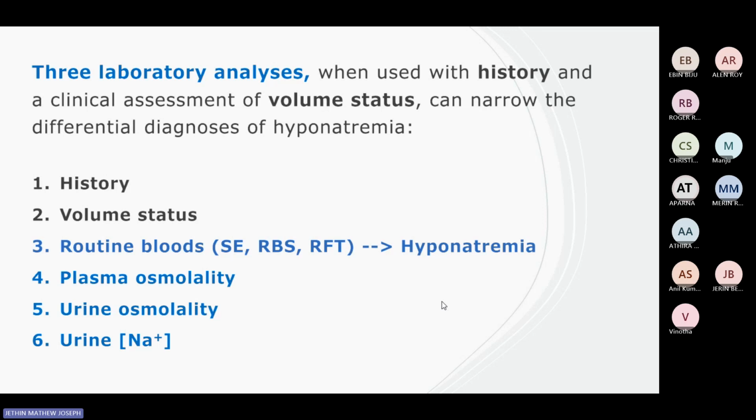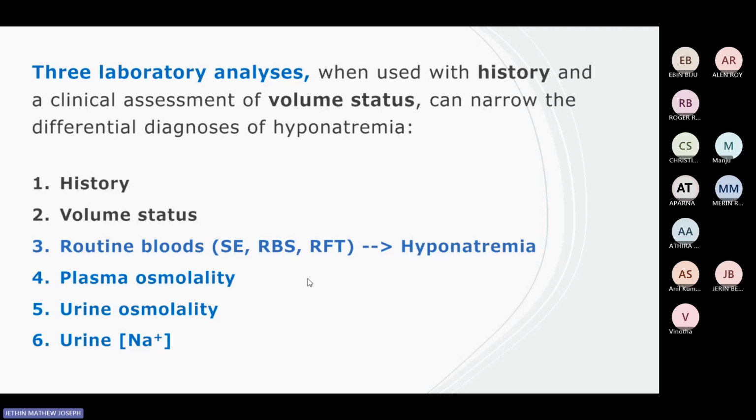So what are the important steps in the diagnostic approach to hyponatremia? So obviously, as in all cases, history is very important. History will include your symptoms and any medication which the patient might be having, and all those things. So a very detailed history is very important. And clinical examination is also extremely important, especially the volume status of the patient. So whether the patient is hypovolemic, euvolemic, or hypervolemic is very important in the diagnostic approach for hyponatremia.